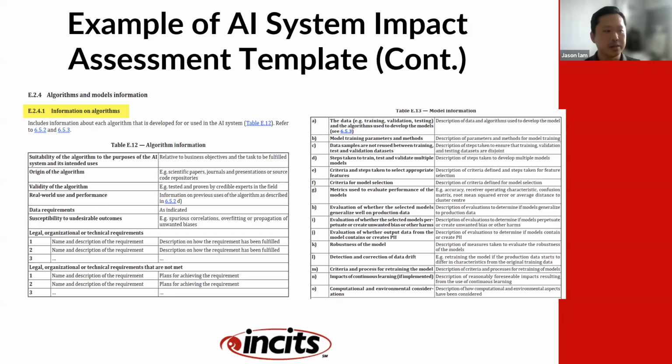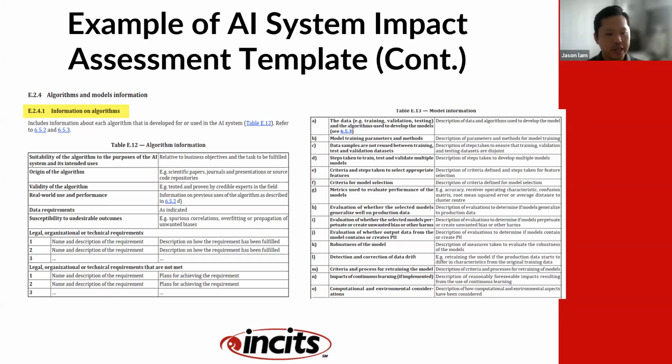Moving to the right-hand side for models, it's going into a lot more of that detail where it could include possible document information related to the type of data that's being used for training, validation, as well as testing purposes, and the algorithms utilized to develop those models and training those models.